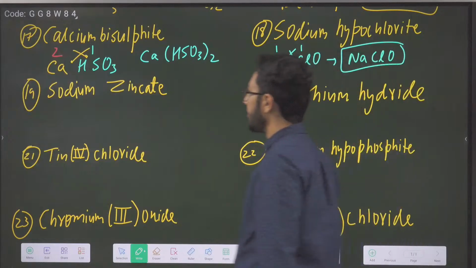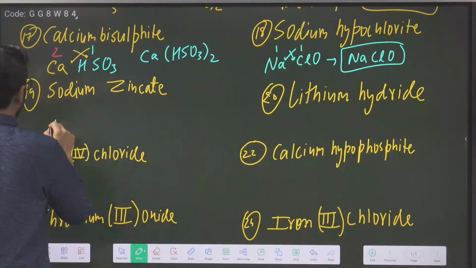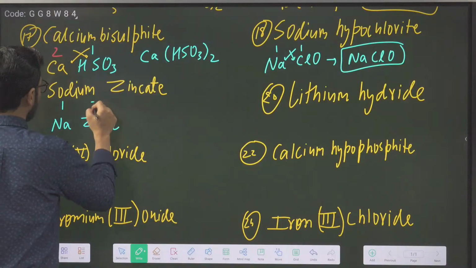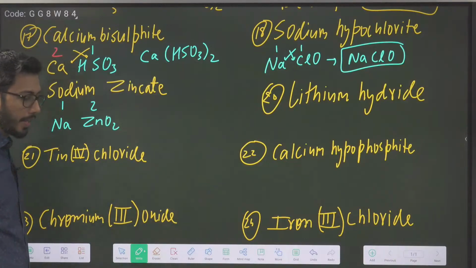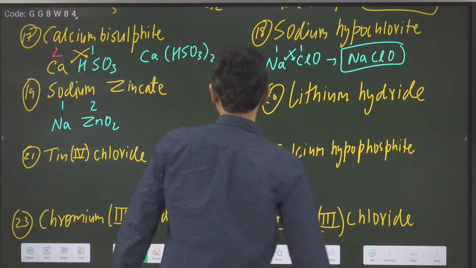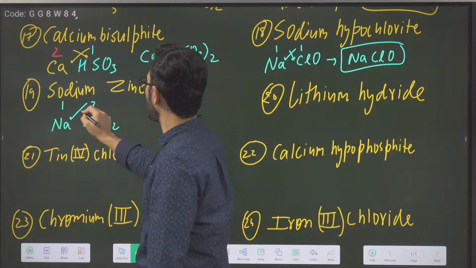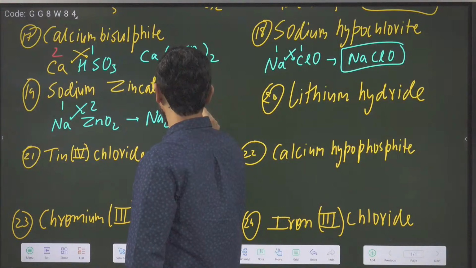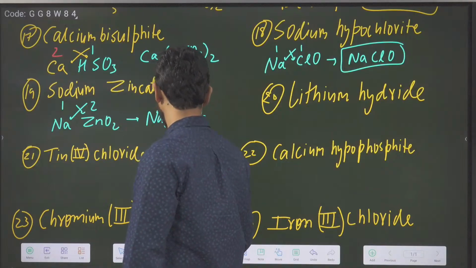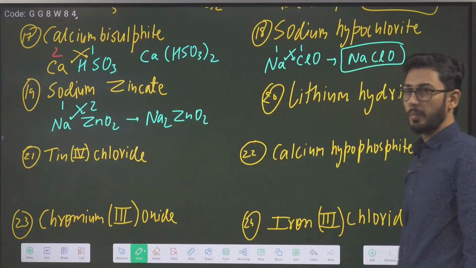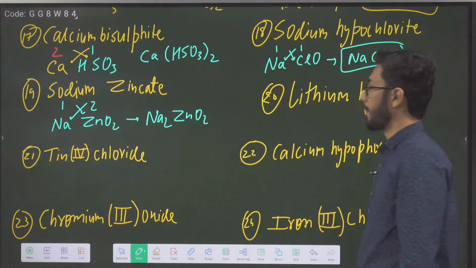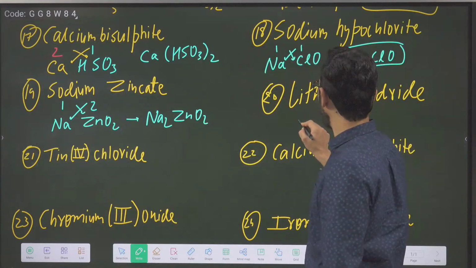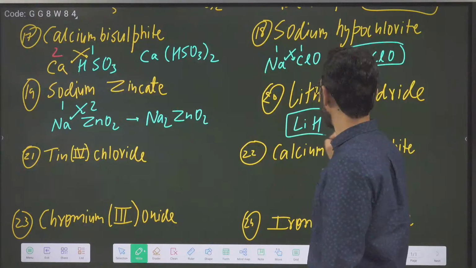Clear? Sodium zincate, Na plus 1, ZnO2 2 minus. Today we have discussed some other ions to memorize. So it becomes Na2ZnO2. Sodium zincate. Lithium hydride, simply Li plus, H minus, LiH.